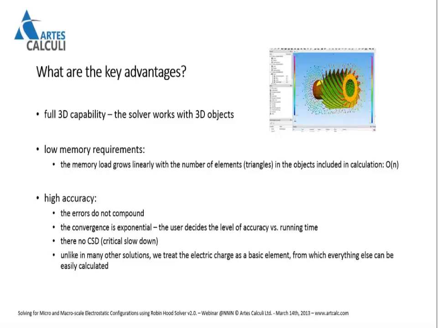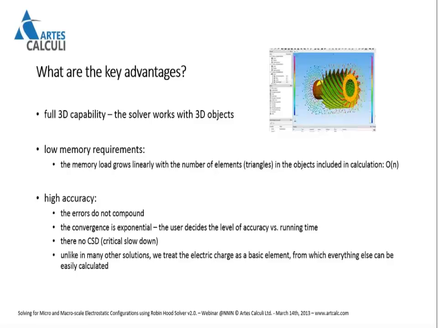The convergence of the calculation is exponential, and the user decides the level of accuracy versus running time. What does that mean? This means that, for example, if you need a very precise calculation, and we are holding the world record in some calculations for the accuracy, you can set Robin Hood Solver to run many iterations until it achieves the desired accuracy. But if you are satisfied with a higher error rate, if you have a tolerance, for example, 1 to 3% error rate, you can run the calculation and get the result almost instantly, depending on the size of your model.